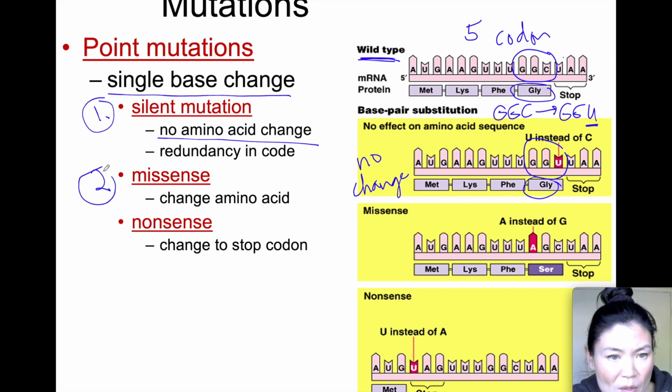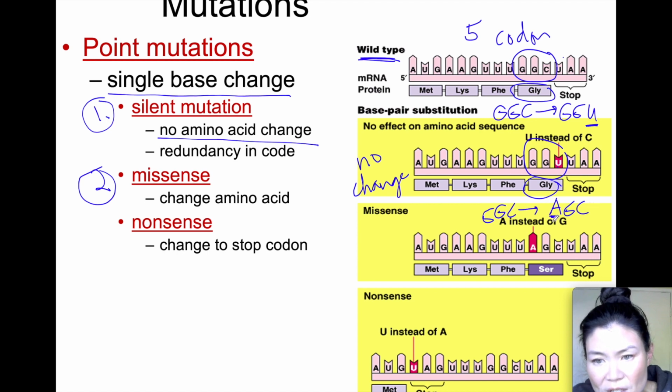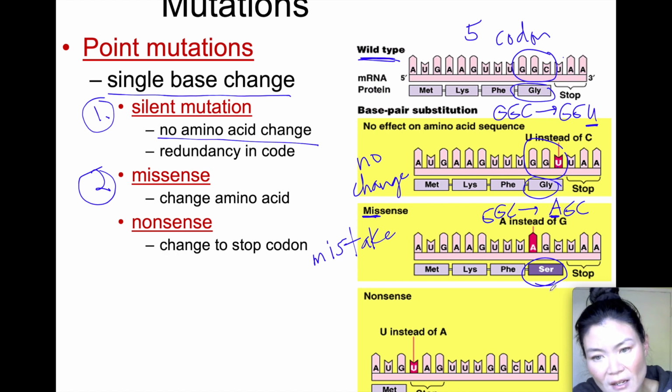The next type of mutation is called missense. This is where there is a change in the amino acid. The original codon is GGC, but now it's AGC. The first letter of the codon is changed, and that's going to go from glycine to serine, or SER. When you look at the genetic code chart, AGC gives you serine. This is called missense. Think of missense as being like mistake. This is a mutation where you can actually see the mistake.